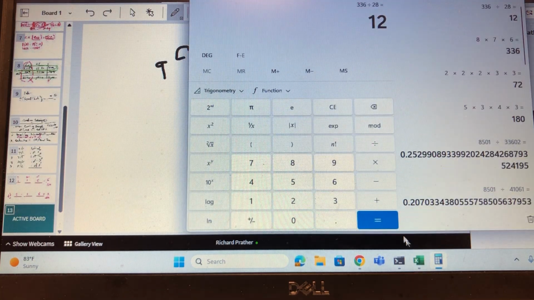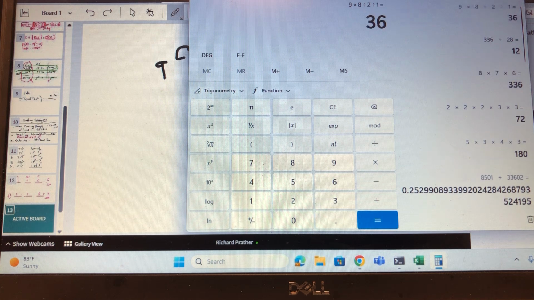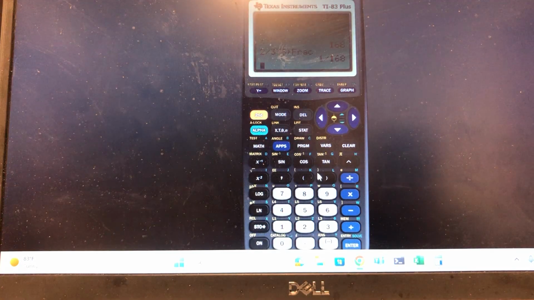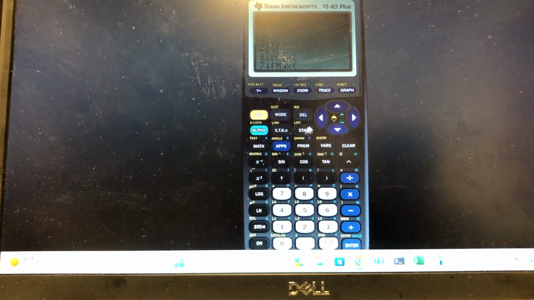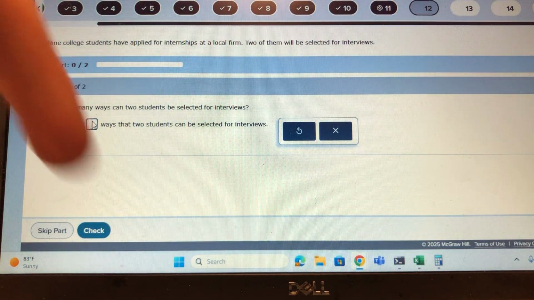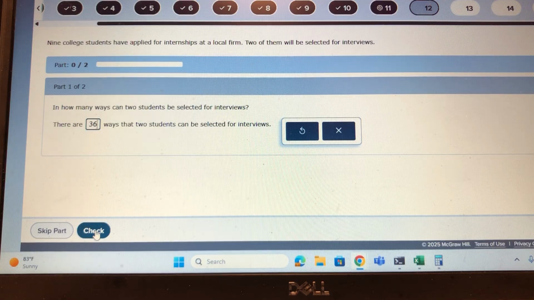So I could do 9 times 8 divided by 2 and divided by 1. And the answer is 36 manually. Or if I use the graphing calculator, 9 math probability combination 2. There's 36 different ways to choose these 2 people to go to the interview. So part 2 is probably going to ask for a probability like the last part 2 did.